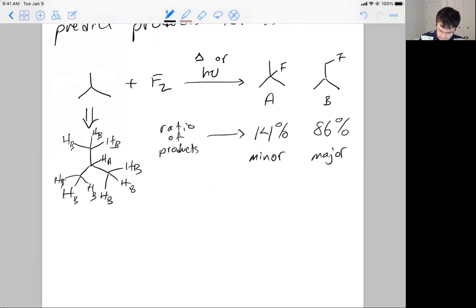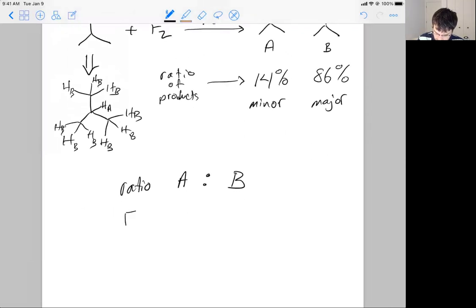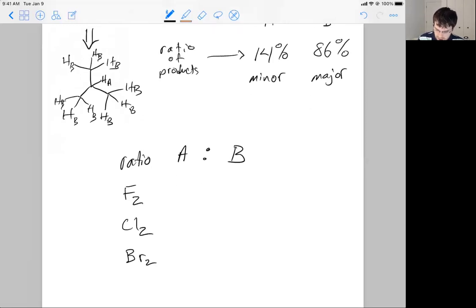Now, if we look at the ratio of A to B, and we have the various halogens, like let's say we've got F2, Cl2, and Br2. Now, I2 is a little bit wonky because the products are unstable. So let's focus on these three instead. When we do the experiment with F2, I said that the ratio was 14 to 86, where B was the dominant product that was formed.